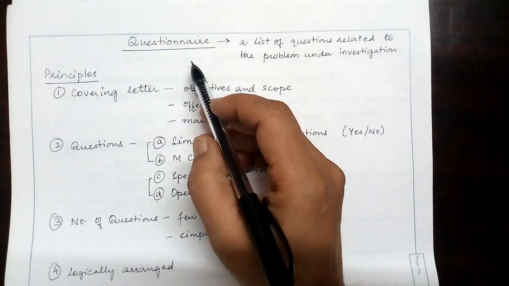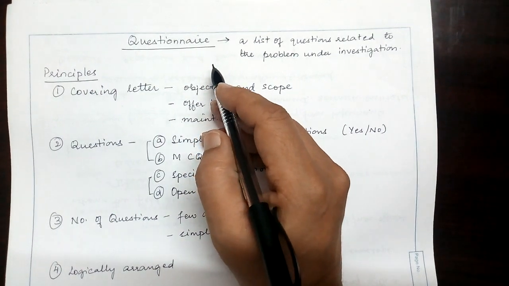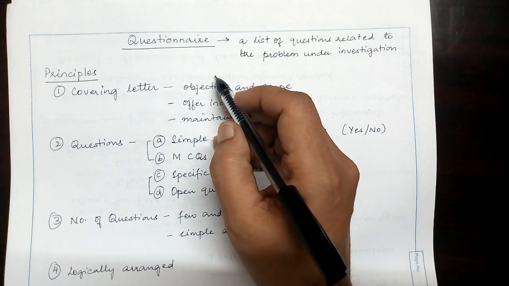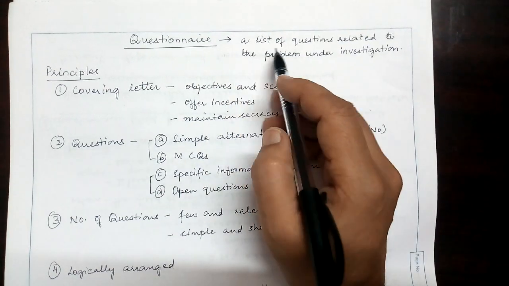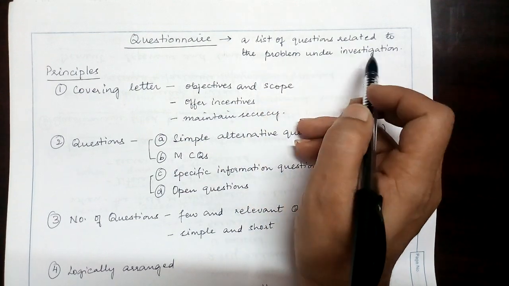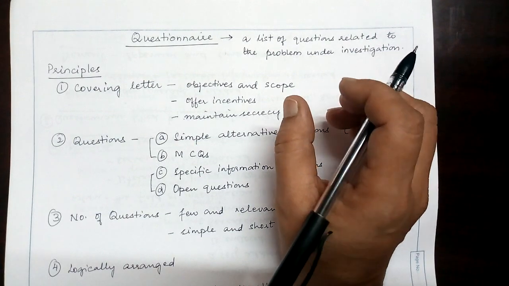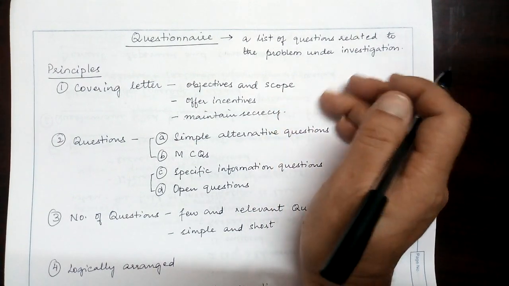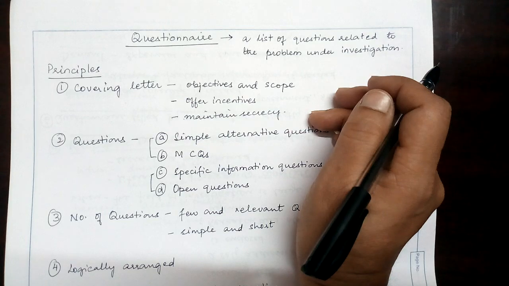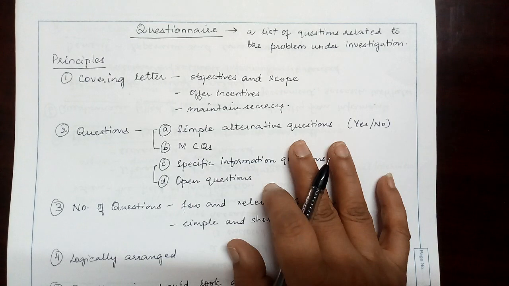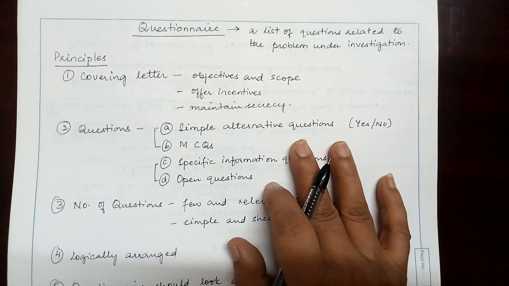Let's also discuss what a questionnaire is and what are the principles that guide us through a questionnaire. A questionnaire is a list of questions related to the problem under investigation. So there is a purpose why a questionnaire is being conducted. So what are the principles that need to be followed in preparing a questionnaire? You must have come across certain questionnaires when you go to a mall or when somebody wants to know about their product. So questionnaires are given.